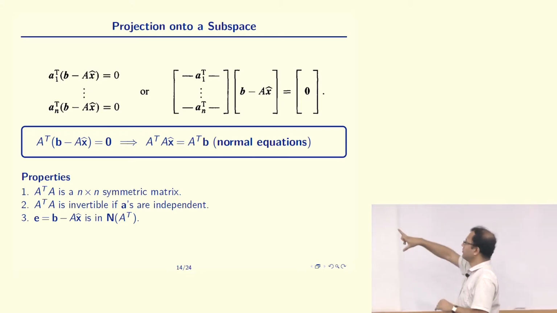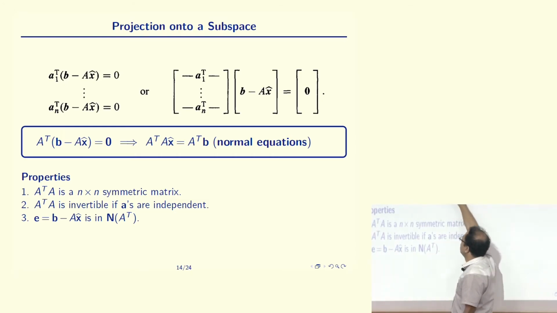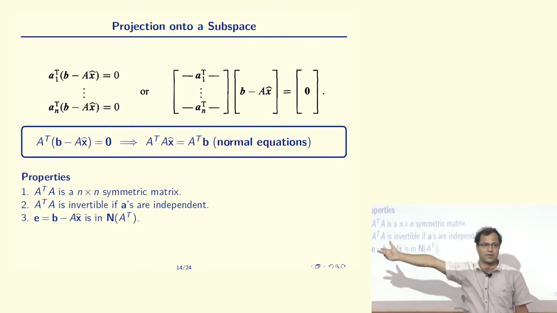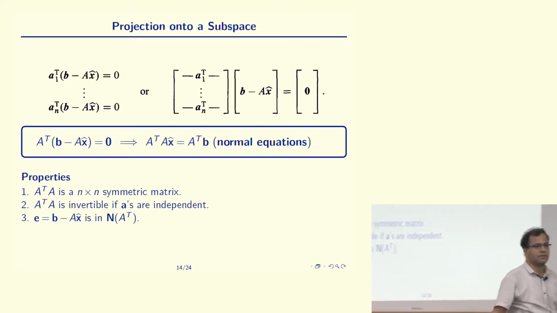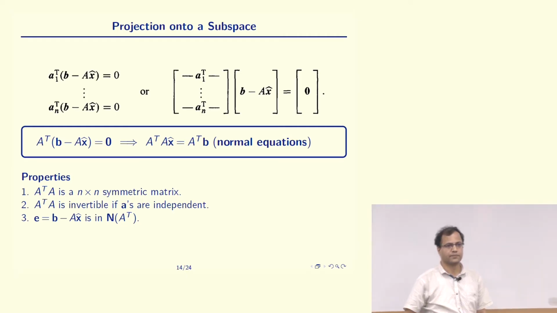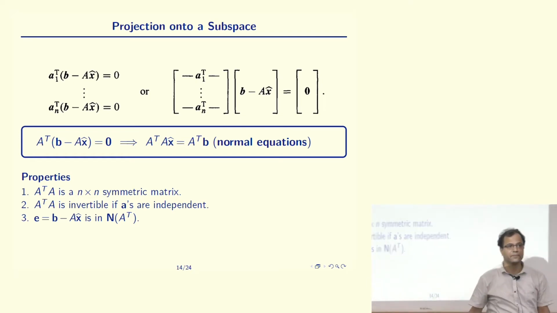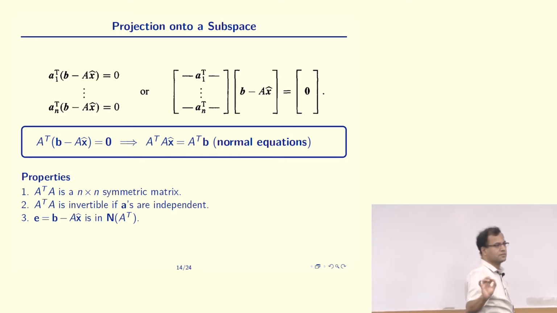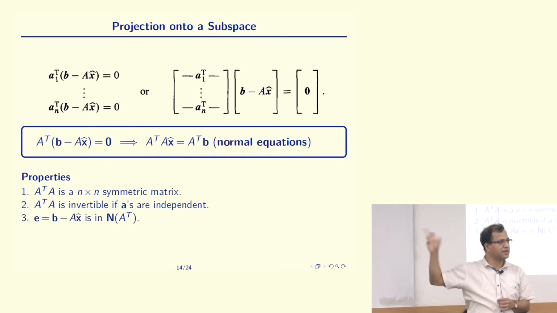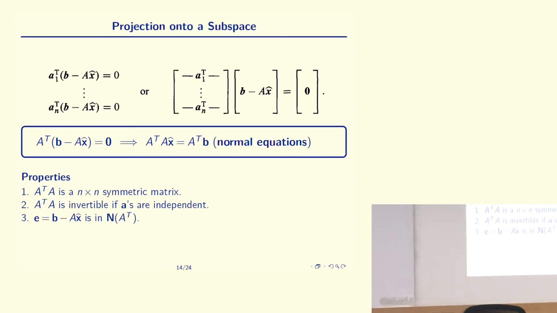If the column vectors of the matrix A are linearly independent, then you can prove that A transpose A is invertible. Now what will happen if it is invertible? This system has exactly one solution. So you will get this x cap vector uniquely. So you will get the unique solution of this system, which is called the normal equations.